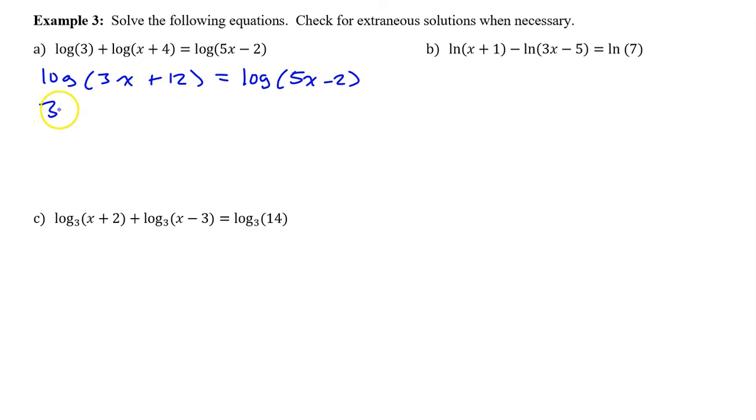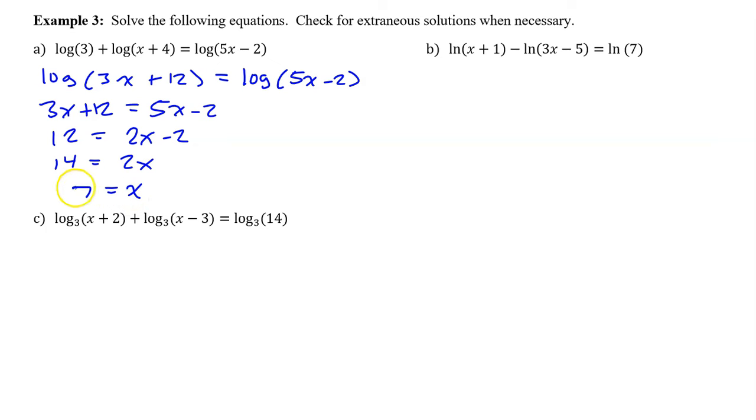So 3x plus 12 must equal 5x minus 2. So this is algebra 1. Subtracting 3x from both sides gives us 12 is equal to 2x minus 2. Adding 2 to both sides gives us 14 is equal to 2x. And dividing both sides by 2, we get 7 is equal to x.